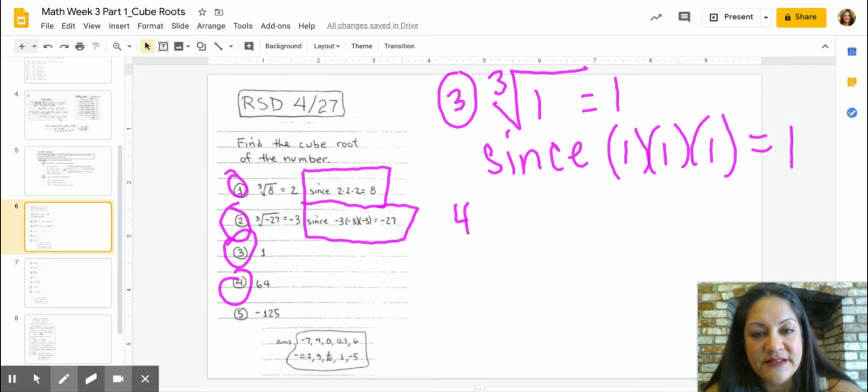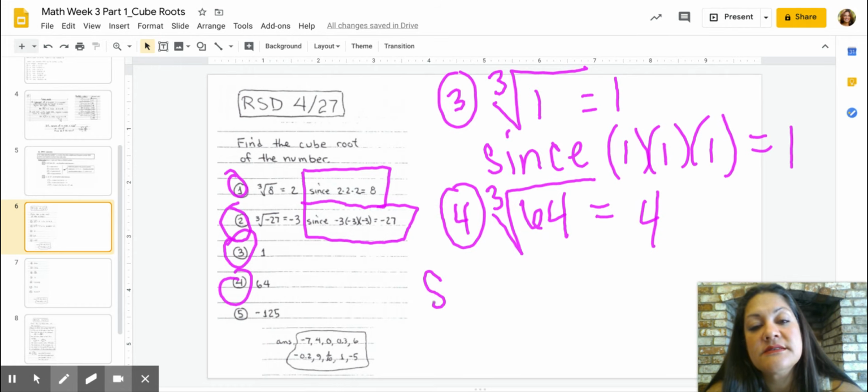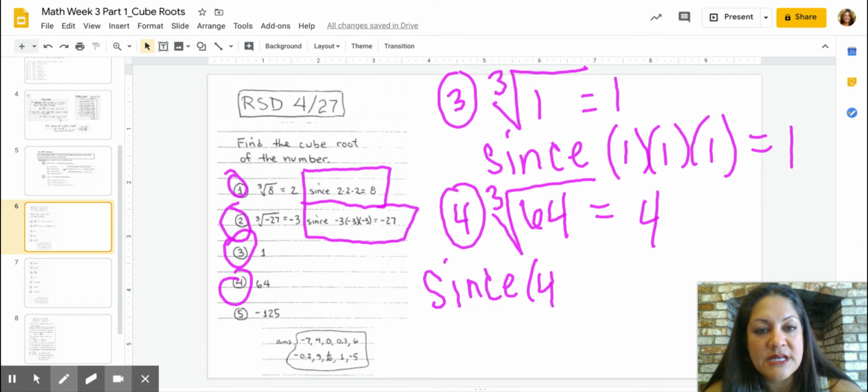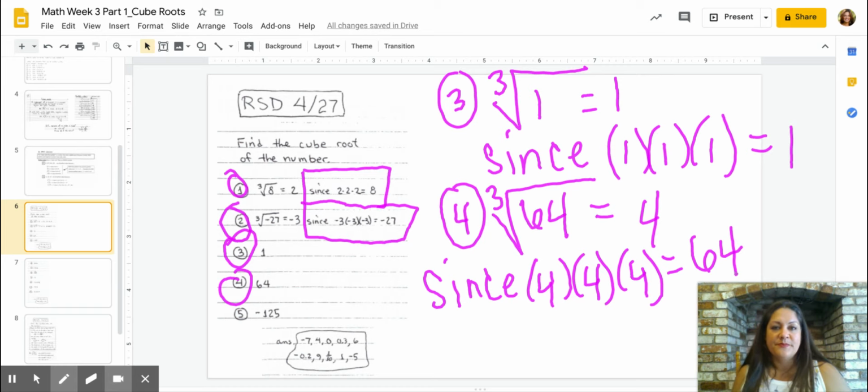Now we are on number 4. I think I can fit this on here before I have to erase. So our number is 64, cube root. The cube root of 64 is 4, and that is since 4 times 4, which is 16, times another 4 equals 64.